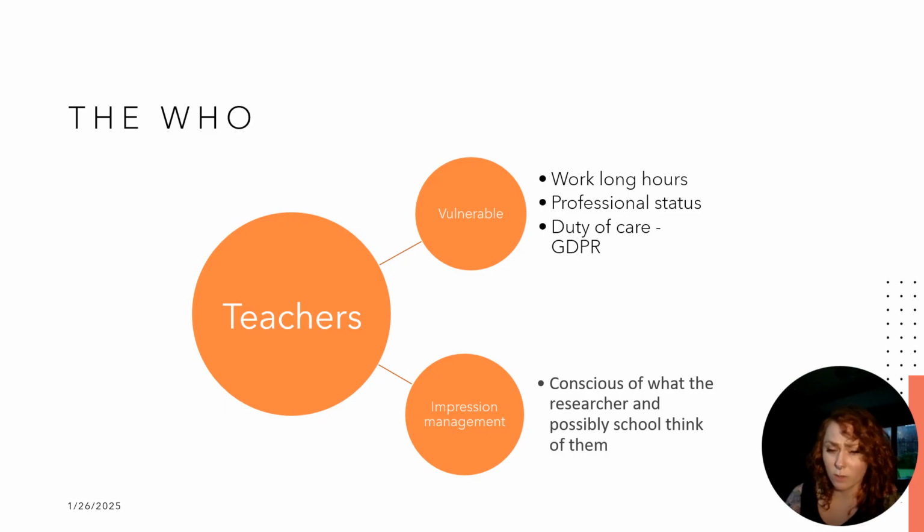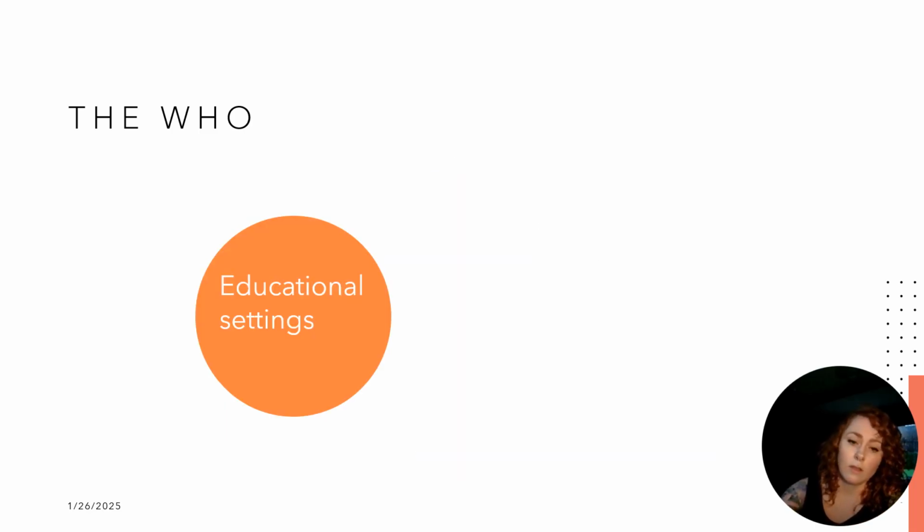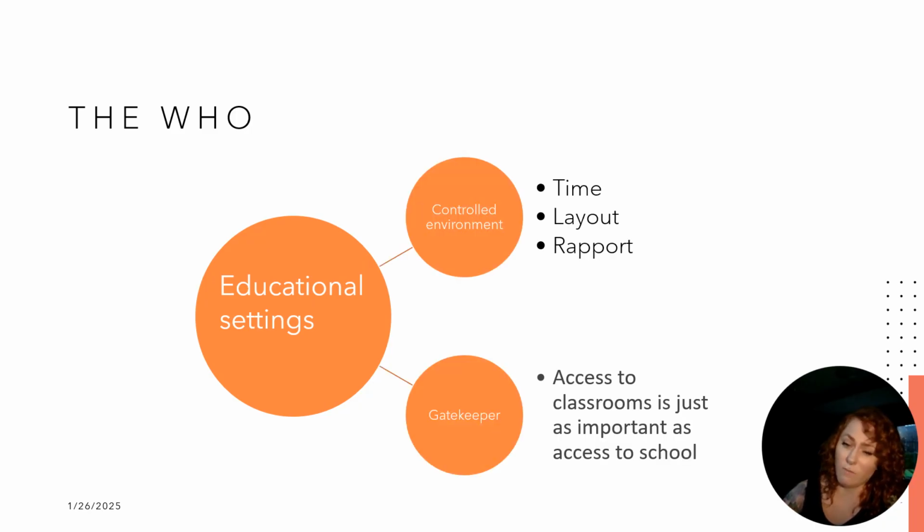There's also that side of things where it comes to impression management. So teachers as professionals will be very conscious of what the researcher is thinking of them and also what the school is thinking of them. And the last one's educational settings. So schools are a very controlled environment. Everything is scheduled time-wise, so you know when your lessons start, you know when they end, you know when your breaks are, you know when your lunch is. The way that the school moves, so the way you move between classrooms, is already set out. So that makes it quite difficult for us as researchers to get in and build a rapport with participants.